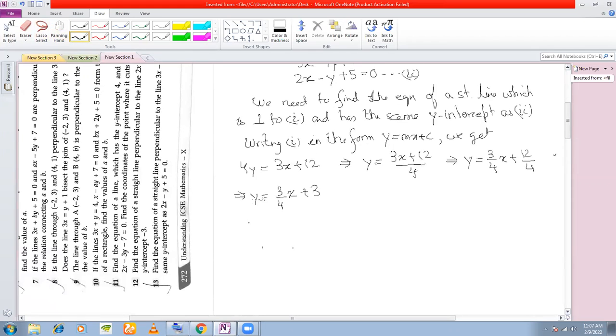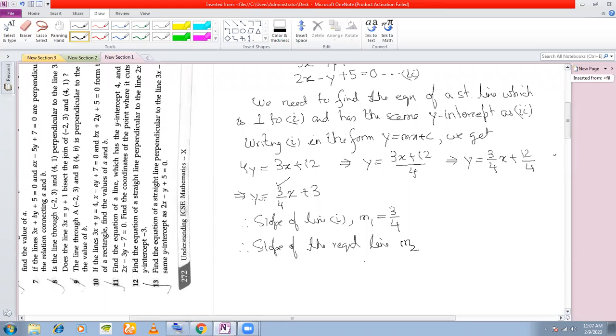So therefore, what is the slope of line 1? Let's call this m1. Slope of line 1, m1 is, let's say, 3 by 4, the coefficient of x here, right? Now we need to find the equation of a straight line which is perpendicular to line 1. So therefore, what is the slope of the required line? If two lines are perpendicular, how do you find out the slope of the line that is perpendicular? If I give you one slope, how do you find out the other? Remember, it is the negative reciprocal of the given slope, right?